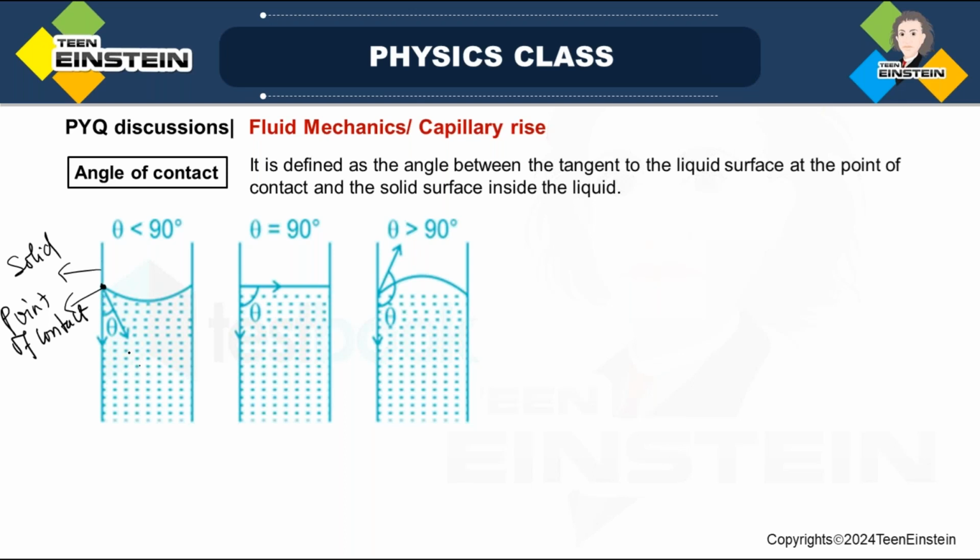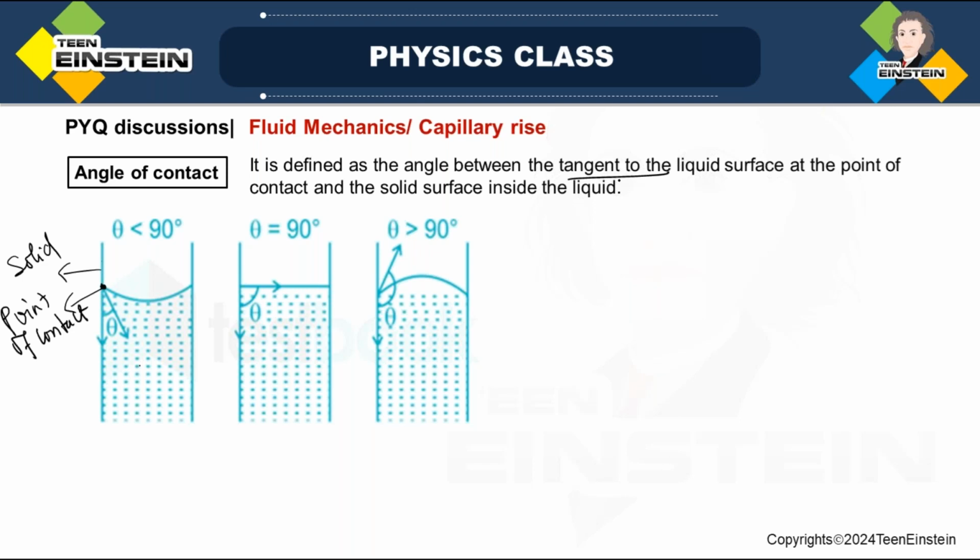But what is this angle of contact? How to take that angle, or angle between which surfaces? Okay, so let us just understand what is angle of contact. It is defined as the angle between the tangent to the liquid surface at the point of contact, and that tangent is actually taken into the liquid.